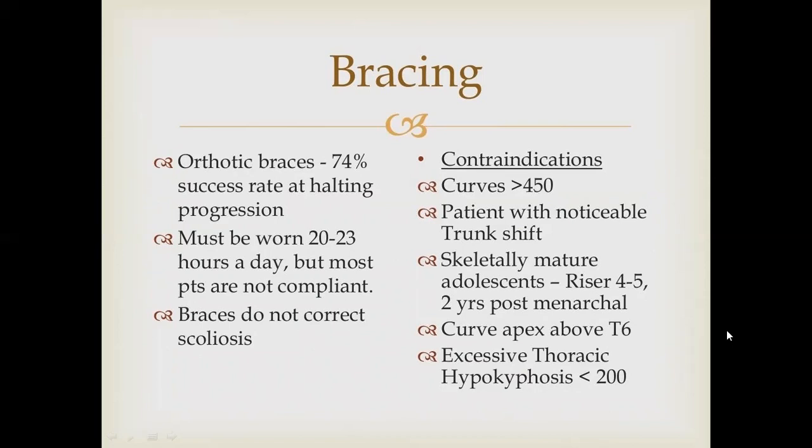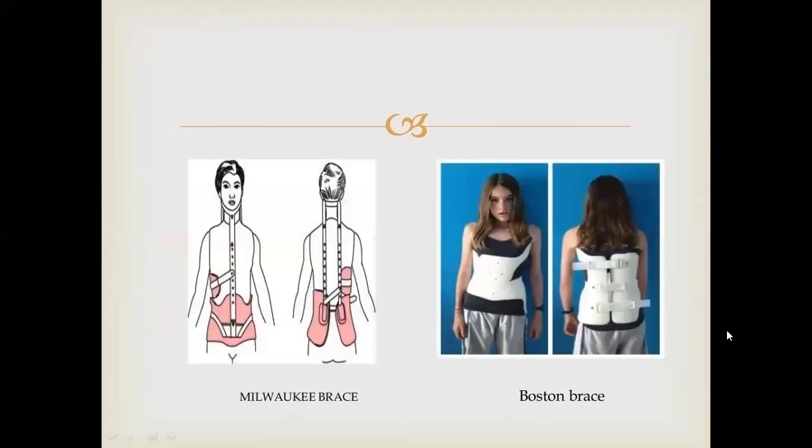Contraindications: curves below 45 degrees, patients with noticeable trunk shift, skeletally mature adolescents, Risser 4 to 5, 2 years post-menarche, curve apex above T7, excessive thoracic hypokyphosis below 20 degrees. As you can see, the Milwaukee brace and the Boston brace are used to correct the curvature of the spine.